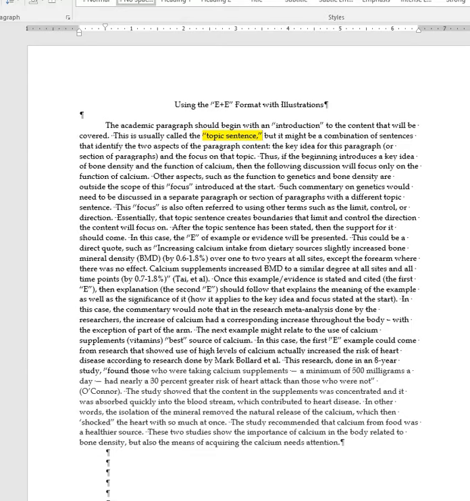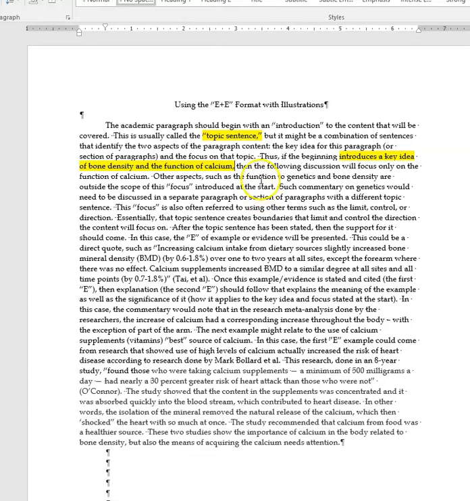This would be the key idea for the paragraph, or sometimes we have a section of 2 or 3 paragraphs, and they will all focus on that same thing. So, for example, if the beginning introduces a key idea of bone density and the function of calcium, then that would be the topic sentence used for this particular paragraph. The rest of the discussion in the paragraph, or the paragraphs to follow, is then limited to only the discussion of bone density and the function of calcium.